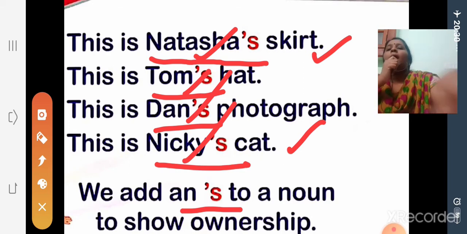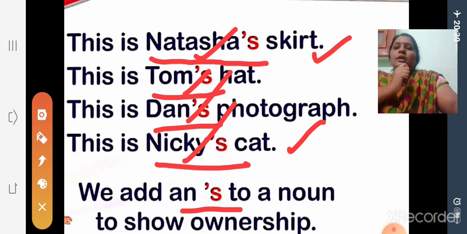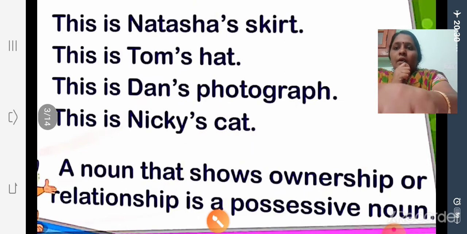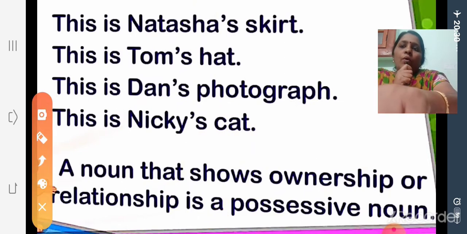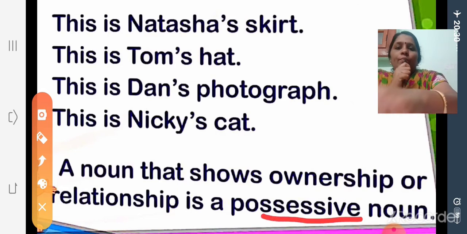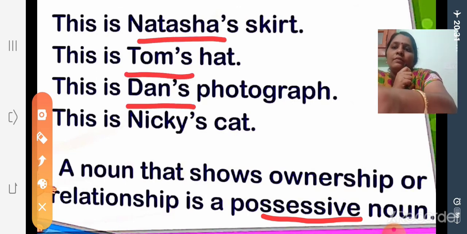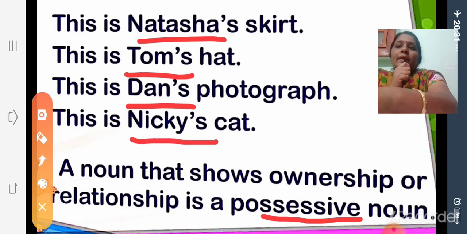So we add apostrophe s to a noun to show ownership. Then again, a noun that shows ownership or relationship is a possessive noun. That we already discussed. So here all these nouns are possessive nouns because they have apostrophe s, and apostrophe s shows ownership or possession.